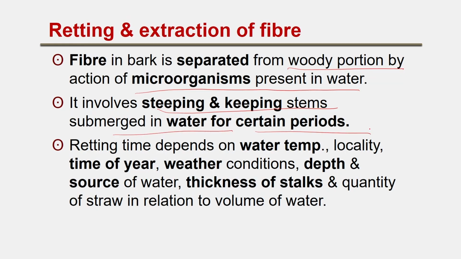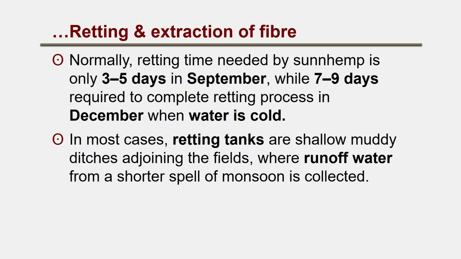You need to do this process under anaerobic conditions. Retting time depends on water temperature, locality, time of year, weather conditions, depth and source of water, thickness of stalks, and quantity of straw in relation to volume of water. So, retting time of jute fiber is also important, and normally retting time needed by sannhemp is 3 to 5 days in September, while 7 to 9 days required to complete retting process in December when water is cold.